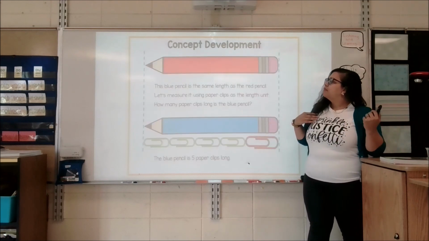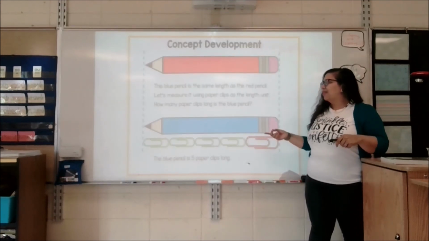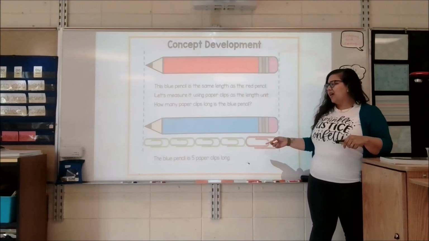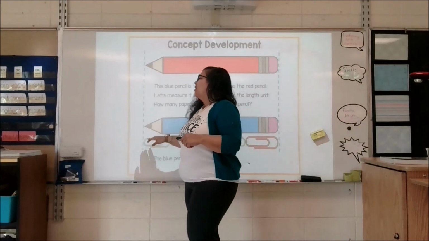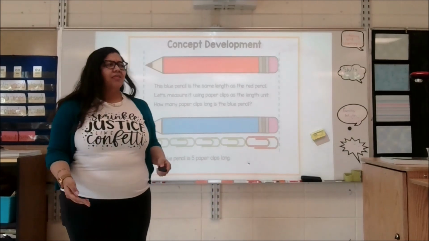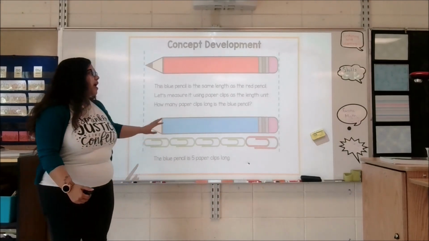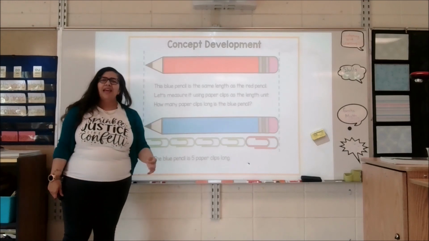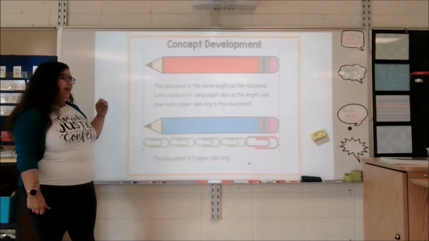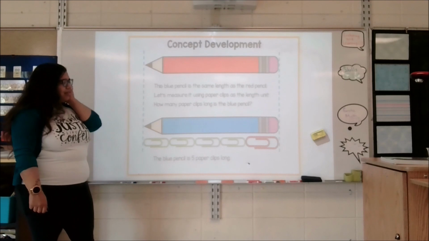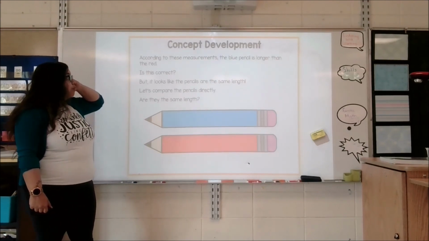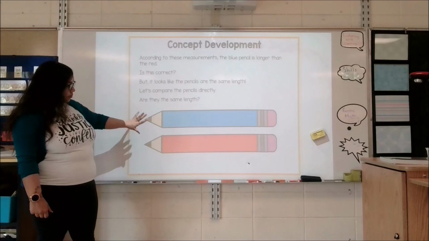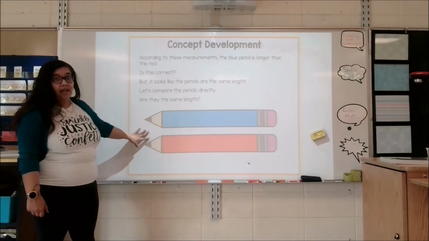Now the blue pencil is the same length as the red pencil, except it tells us that the blue pencil is 1, 2, 3, 4, 5 paper clips long. If the blue pencil and the red pencil are the same length, why aren't my answers coming out the same? Something must be wrong with my answers. Well, the problem is we weren't using the same tool the whole time.